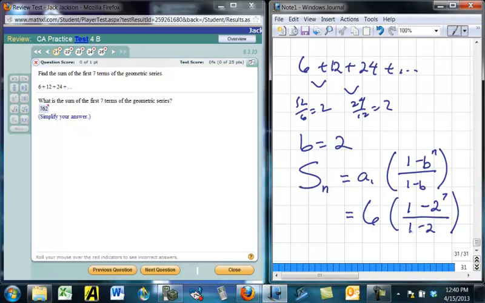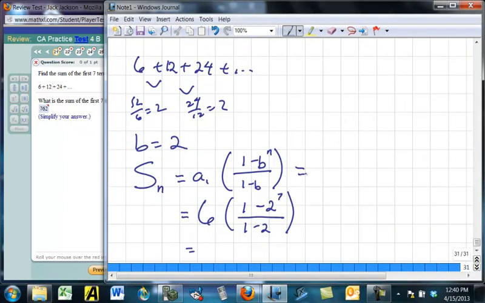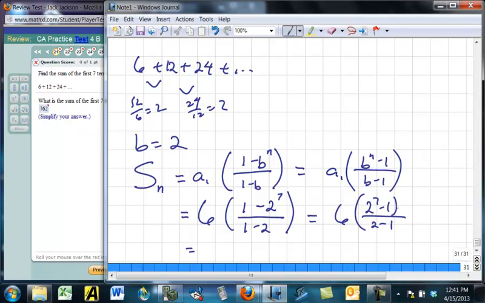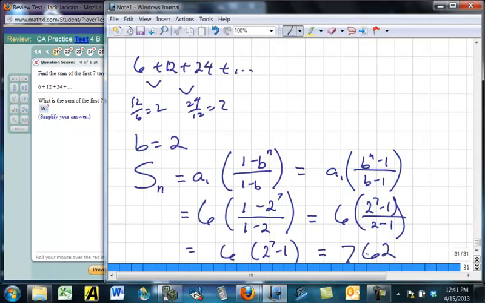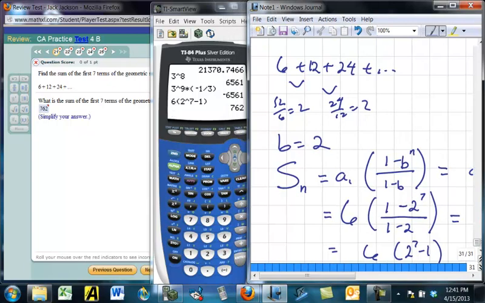Now, by the way, this can also be written when you have a base bigger than 1. It's sometimes useful to write it this way: multiply top and bottom by -1. You can also write it that way. So, in other words, I could do 2 minus 1 here, and 2 to the 7th minus 1 here. 2 minus 1 is 1, so this is 6 times 2 to the 7th minus 1. Okay. $762, which is exactly what they have.